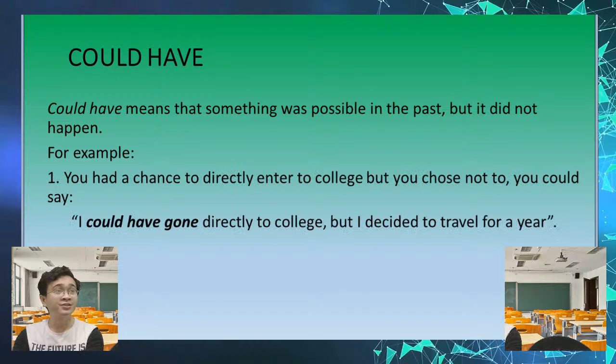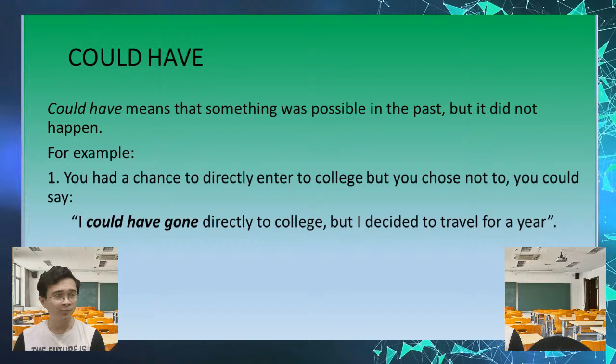For example, you had a chance to go directly to college, but you chose not to. You could say, I could have gone directly to college, but I decided to travel for a year. So it means this person decided not to go directly to college. Instead, this person decided to travel for a year. So remember, this person had a choice in the past, but he chose not to go directly to college. Okay, it was an ability in the past. So again, you can say, I could have gone directly to college, but I decided to travel for a year.